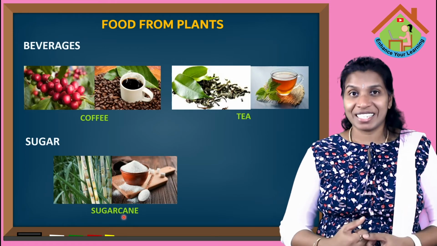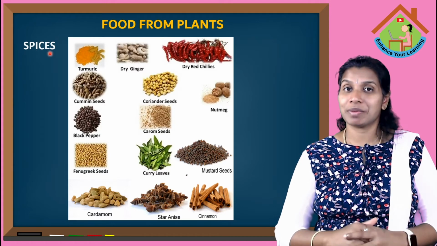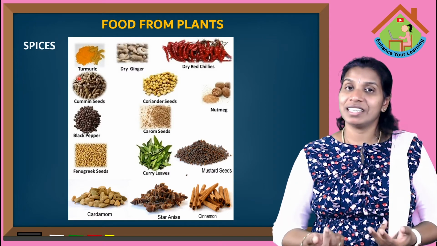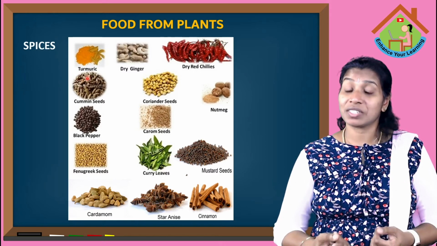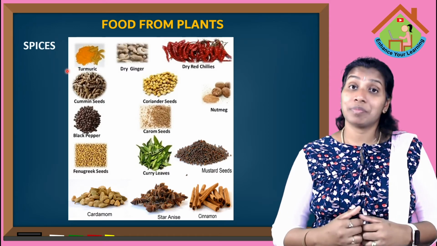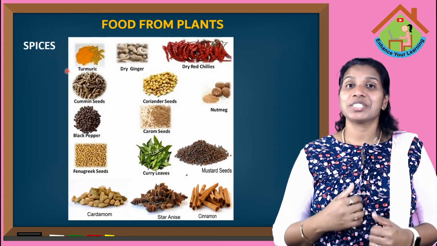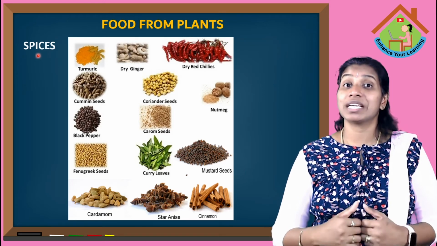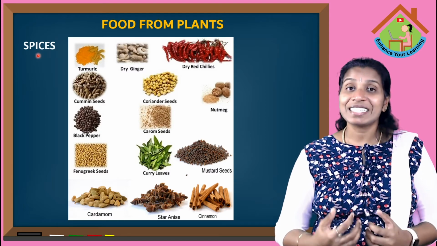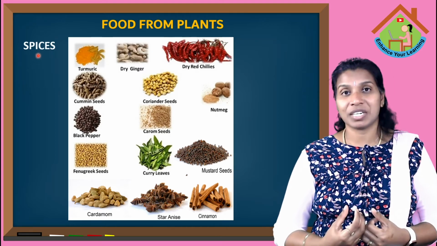Next, we are getting spices from the plants. Okay, what do you mean by spices? Spices is a root, seed, fruit or leaves or any other substance which we derived from the plants. Why we are adding spices into our food? We are adding spices into our food to make our food tasty because the spices act as a flavoring or coloring agent for our food.